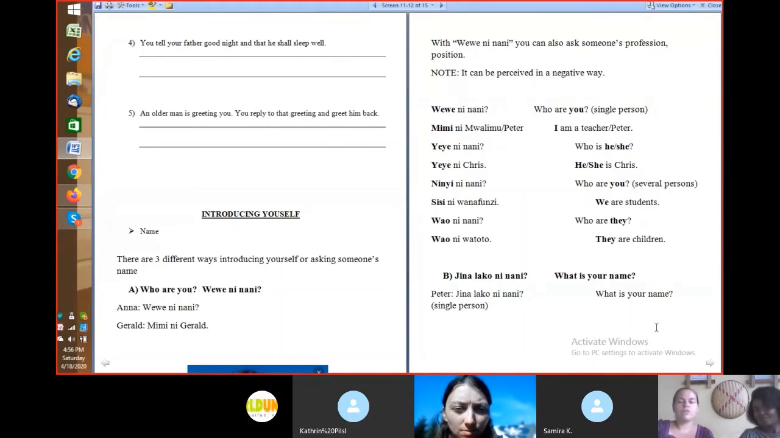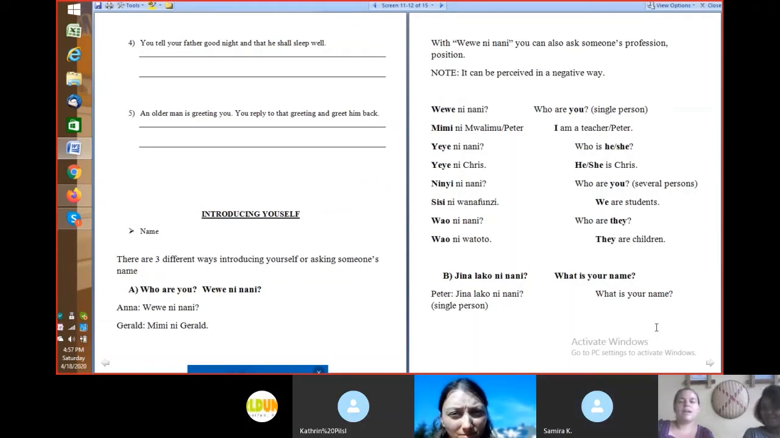So here we wrote it down, for example, wewe ni nani? Who are you? Really asking the person directly. Maybe we can read it together in Swahili. Wewe ni nani? Mimi ni Adelina. Au mimi ni mwalimu. Yeye ni nani? Yeye ni Samira. Au yeye ni Catherine. Au yeye ni mwalimu. Au yeye ni mwanafunzi.